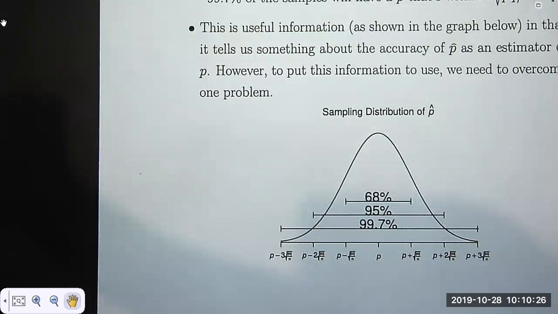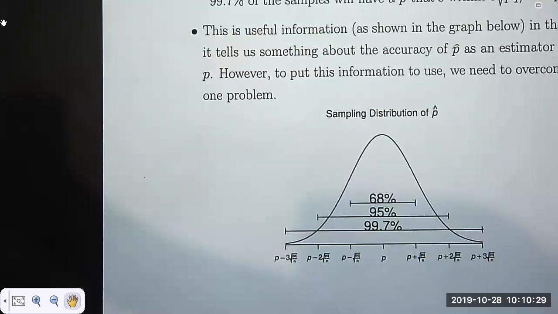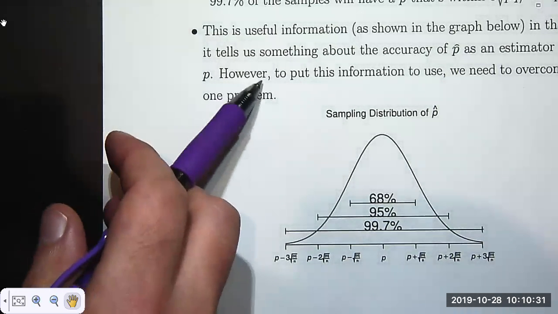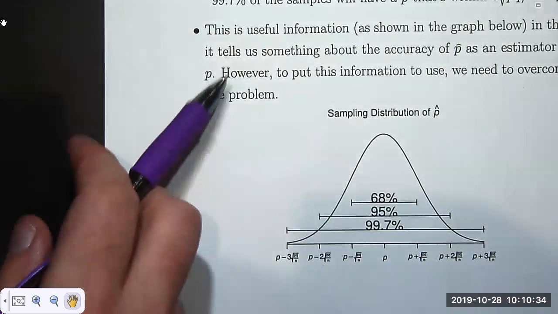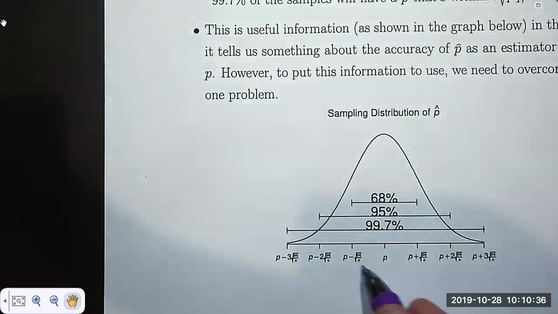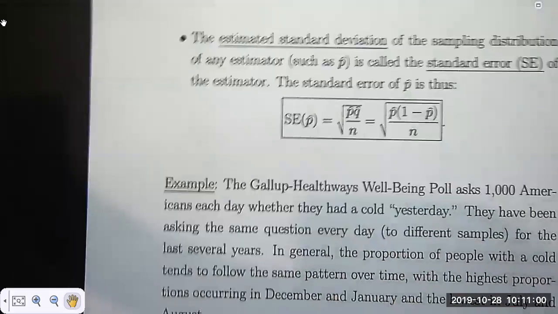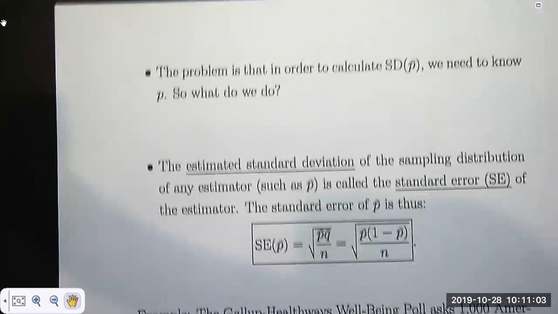Just want to point that out. All right. So there's one issue with these numbers right down here. And what that is, is that we're using p and q to find the standard deviation here, but we don't know p, so that is a big issue. All right, so the problem is we need to know p there.